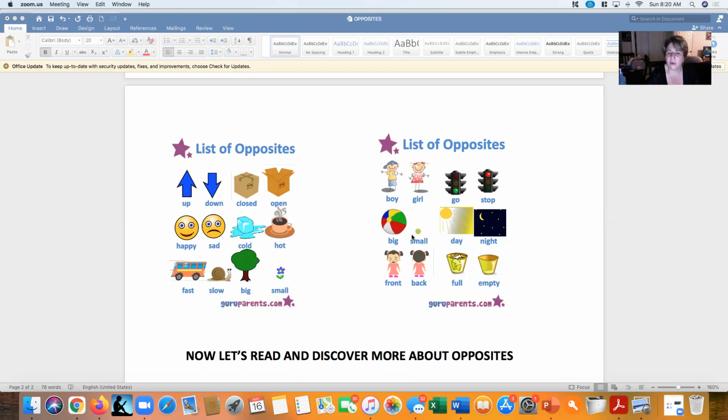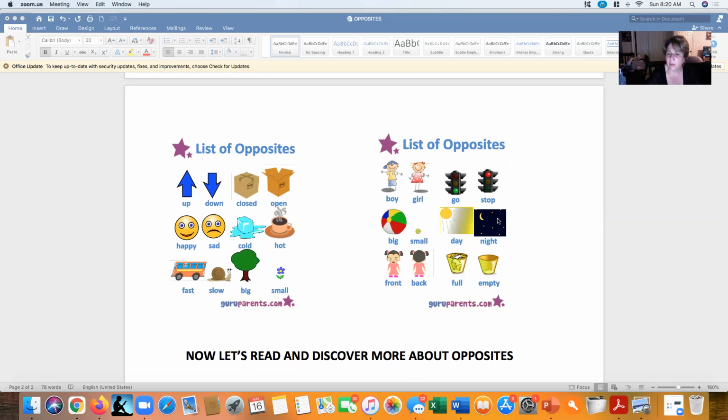Here we have two balls. Here we have the beach ball is big, and this little tennis ball is, what's the size of that? Small. Big and small are opposites. Then we have two pictures of outside. Here where the sun is shining, it's what time of the day?